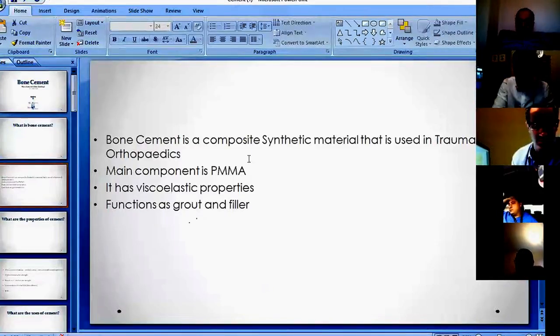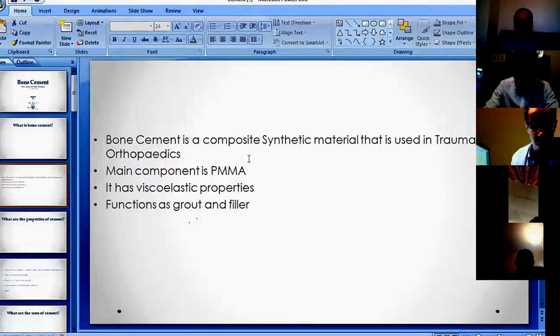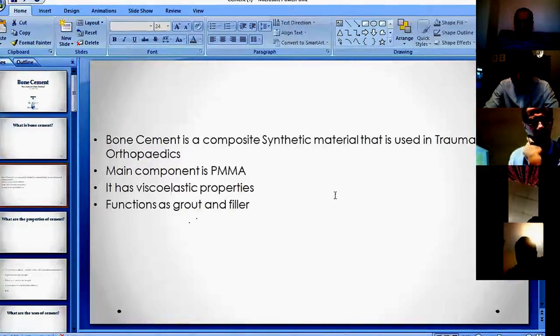So after the simple definition, bone cement is a composite synthetic material that's used in trauma and orthopedics, as simple as that, you add: its main component is PMMA. So you're showing the examiner that you know there are various components, and you may be inviting them to ask what the different components are. It has viscoelastic properties, and here you're showing you have a vision about the biomechanical properties of this material. And it functions as a grout and filler.